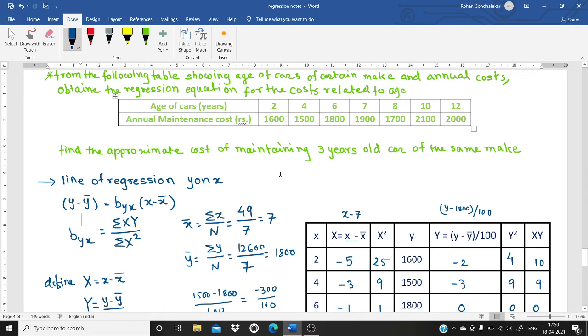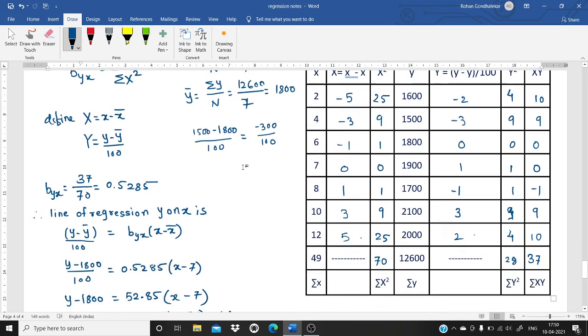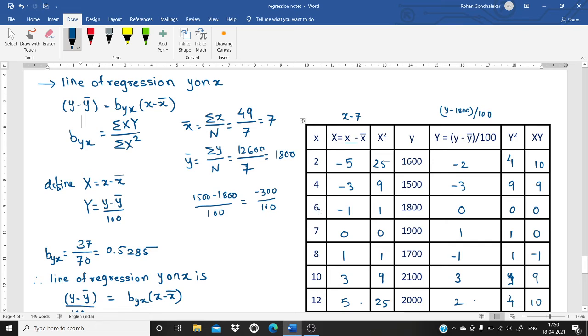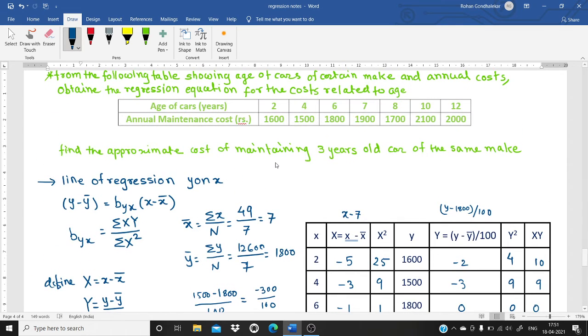Now find the approximate cost of maintaining 3 years old car for the same make. Now what they have provided, 3 years old car. So that means they are providing the X value. Age is provided. Is it? Okay, whenever you start with the problem, you must mention, if it is not given, age of car is X and annual maintenance will be Y. Fine. Good.